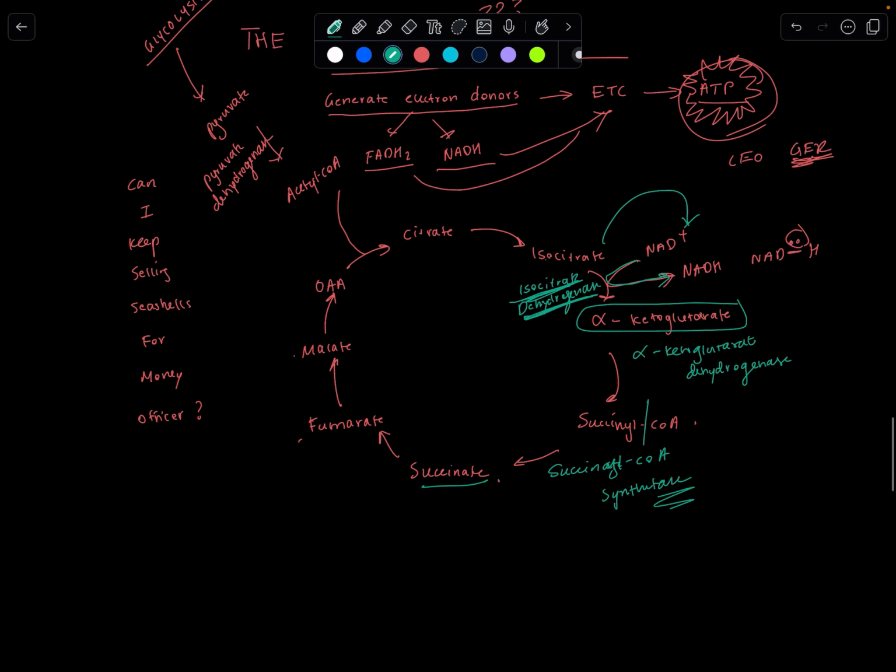Now, in order to go from succinate to fumarate, we're going to have something called succinate dehydrogenase. All right, now this is another special step over here, because over here, we're going to be producing FADH2. The way I remember it is there's an F in fumarate, so the step in which we are getting fumarate, we're also getting FADH2, which also has an F.